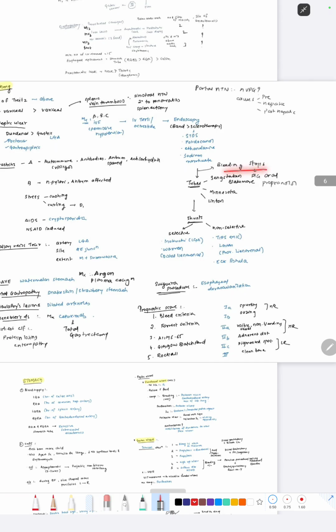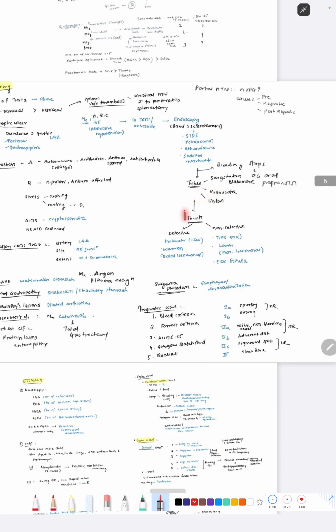Now the bleeding stops. Then in that particular case, you have to give prophylactic oral propranolol or use the tubes. There are three important tubes: the Sengstaken-Blakemore tube, the Minnesota tube, and the Linton tube. In the Sengstaken-Blakemore tube, there is only one channel for aspiration, while in the Minnesota tube there are four channels: esophageal balloon and gastric balloon channels, and two channels for aspiration, for esophagus as well as gastric. While in Linton's tube there are only three ports.